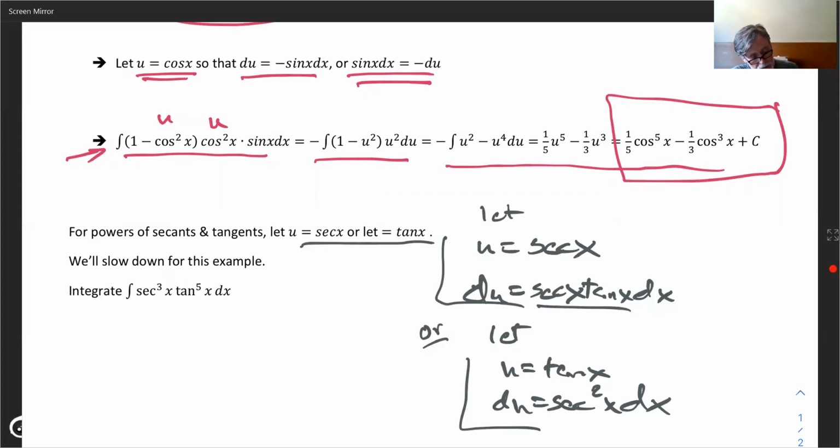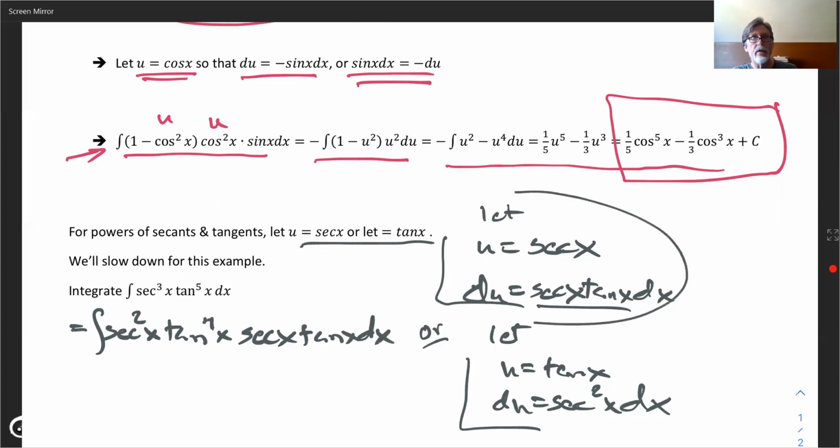I'm going to rewrite this as integral secant squared x. That's right. I'm going to take off a secant, plunk it over here. And I'm also going to do the same thing, tangent to the fourth x. I'm going to take off a tangent from that guy. And guess what substitution I'm going to run? That's right. I'm going to run the let u equal secant.